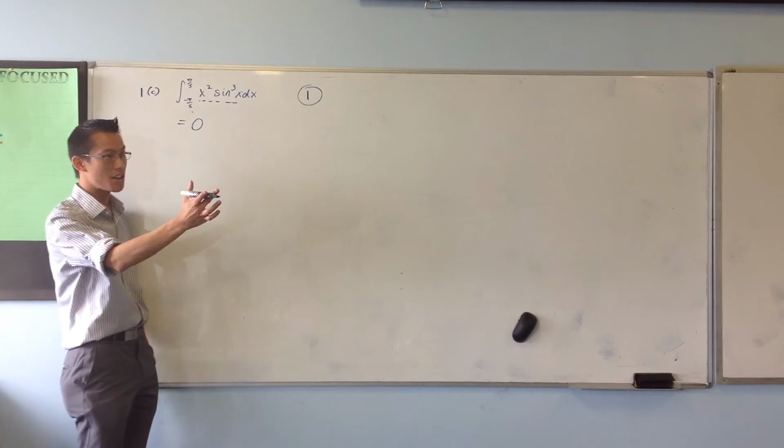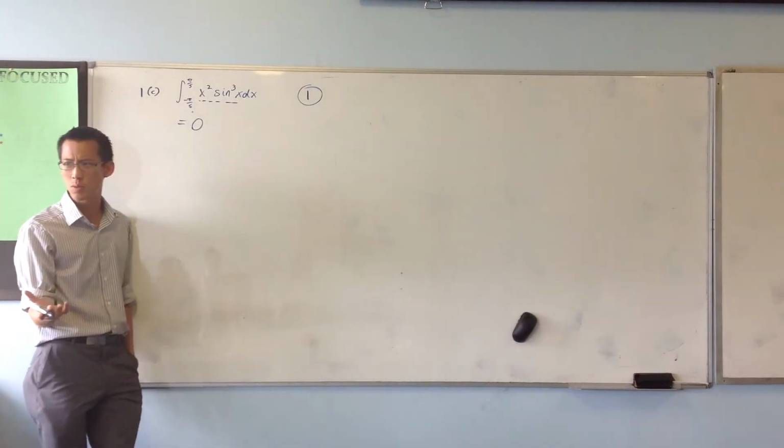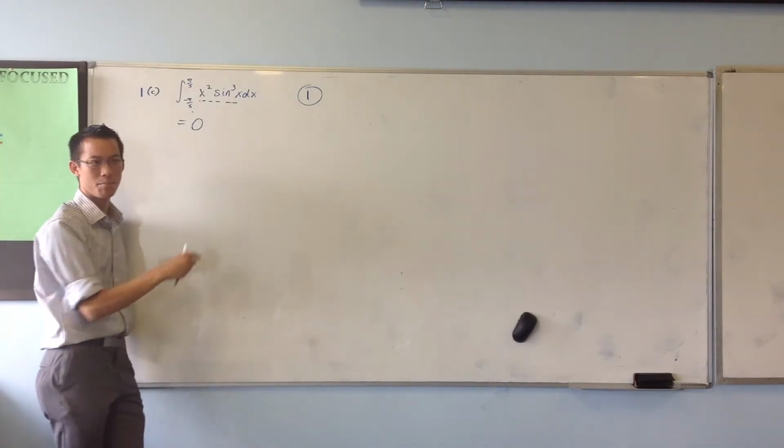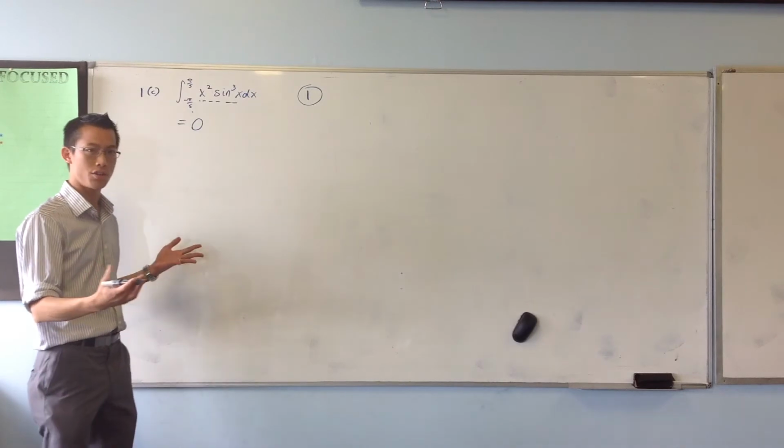Now, to justify why this is, because it was just 1 mark, you might have been able to get away with just saying that. But if it was 2, you'd need to provide some reasoning for why, okay? So how would you do it?